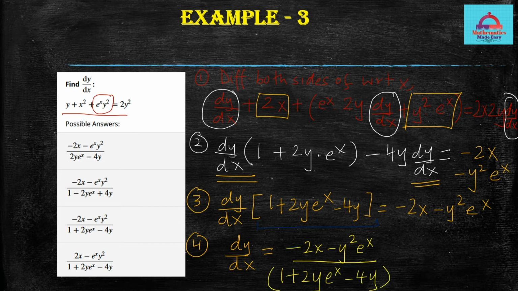Now I want you to match the options. This is the final answer that we have got while we solved. So what do you think? A, B, C and D. Which is your correct answer? I'm sure that you agree with me when I say that the correct answer here for this question is definitely C, because it has the same signs, negative 2x, negative y square e to the power x divided by 1 plus 2y e to the power x and negative 4y.